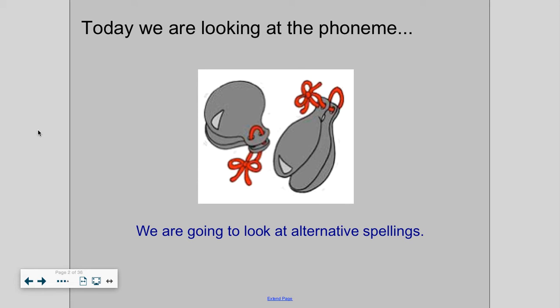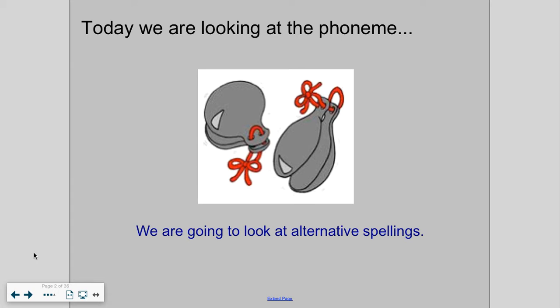Good morning, Year 2s, and welcome to your phonics learning for today. Hopefully you've had a go at your starter activity and you're ready to learn something new this morning. Now, we are going to be moving our learning on in phonics to start trying to use our phonics knowledge to help us with our spellings. And today we are looking at the phoneme that matches the picture on my screen.